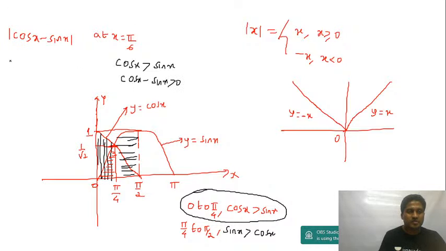So when x is positive, mod x is equal to x only. Use this mod definition. When x is positive, mod x is equal to x. So you get this as cos x minus sin x only. You understand? So when cos is more than sine, modulus is equal to itself, so this becomes cos x minus sin x only.